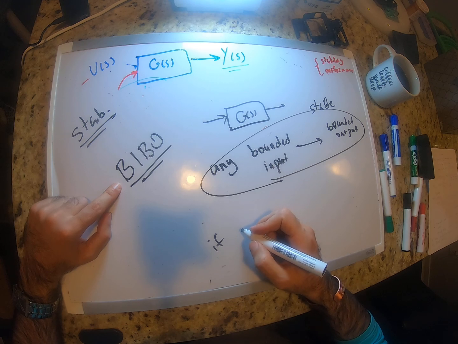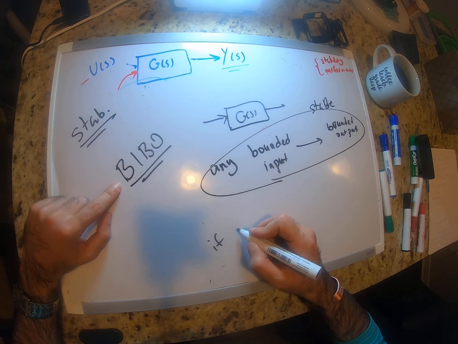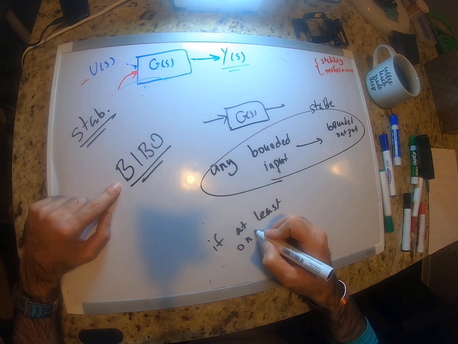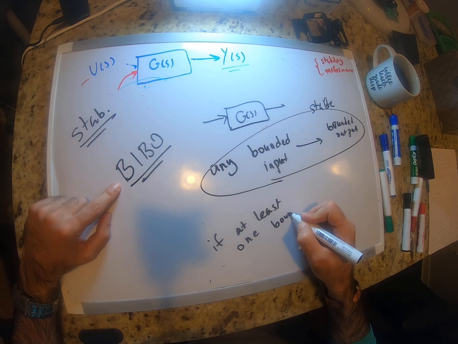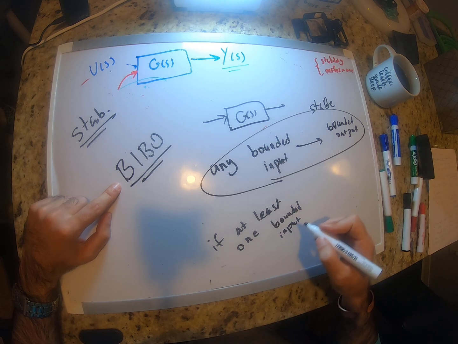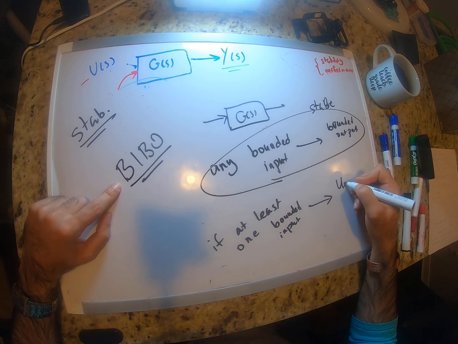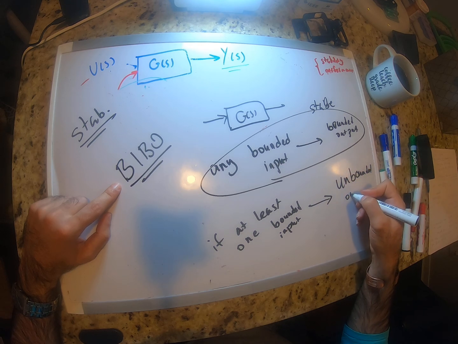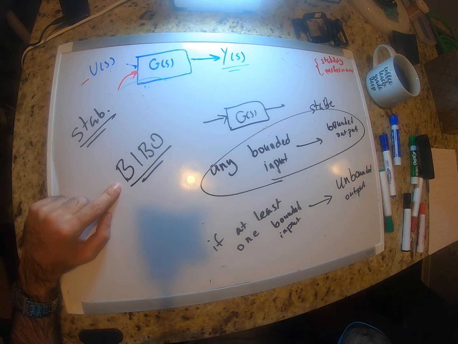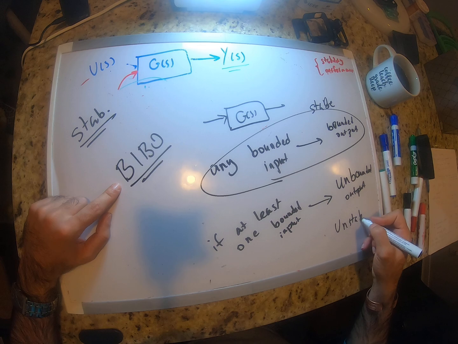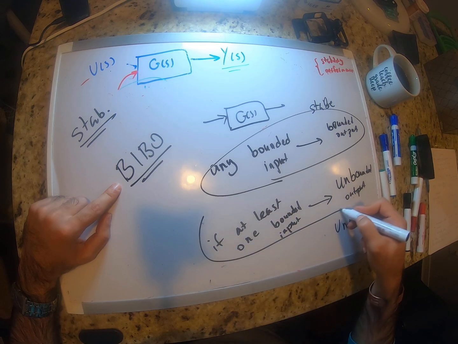If you have at least one bounded input that can give you unbounded output, then this is unstable. It's not stable according to BIBO stability.